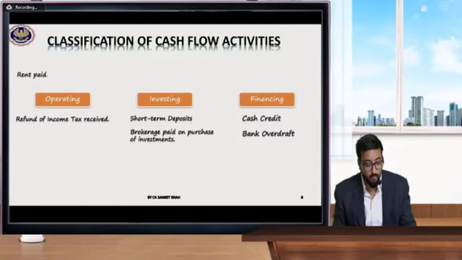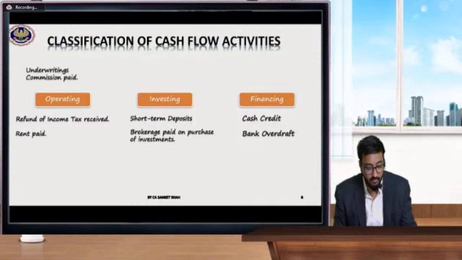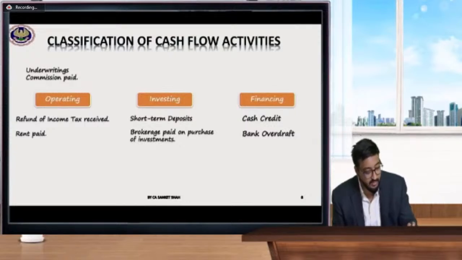Rent paid, beta. Rent paid. It's a day-to-day activity. So rent paid, number 5, is an operating activity. It's very simple. Yes, this is number 5. Now tell me, underwriting commission paid. Yes, this is number 6. Number 5 over, underwriting commission is number 6. Yes, number 5 is operating activity, everyone answered it.